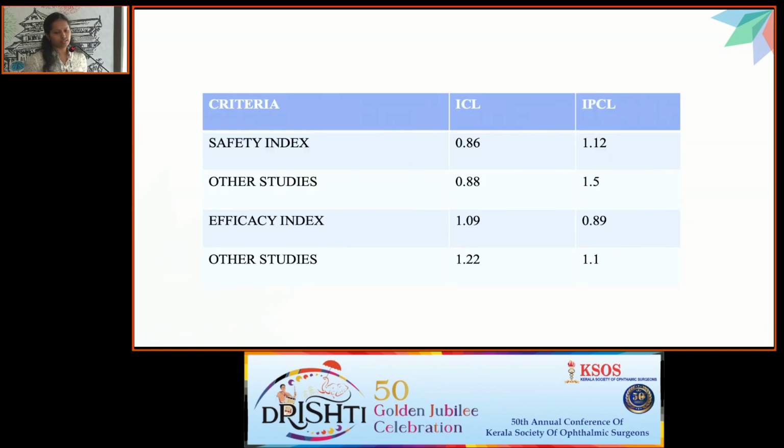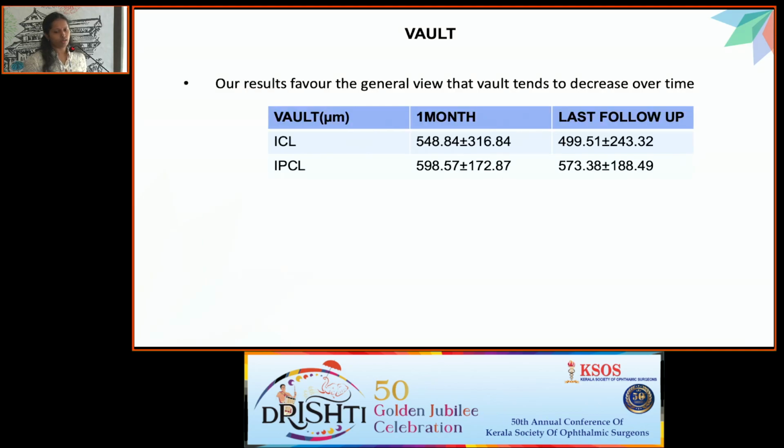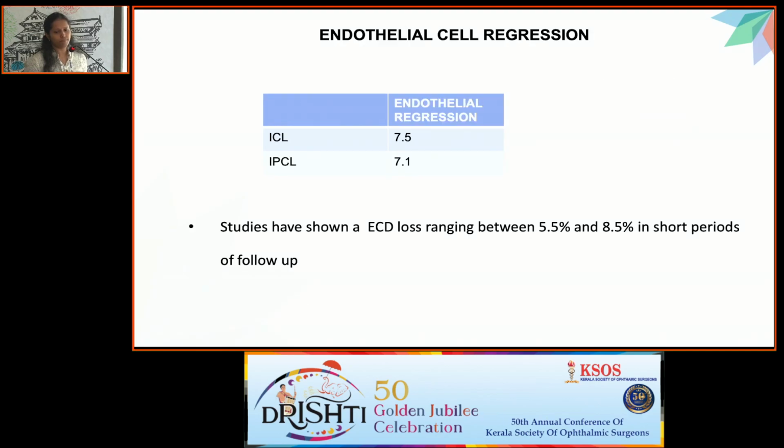And the safety indices and the efficacy indices in our study are comparable to those studies that have been reported previously. And the previous studies have also reported that the vault is seen progressively decreasing over the follow-up, which is also similar in our study. And the endothelial cell regression mostly happens in the first one year and has been reported to be between 5.5 to 8.5%. And in our study, it is coming to 7.5 and 7.1 in the ICL and IPCL group.